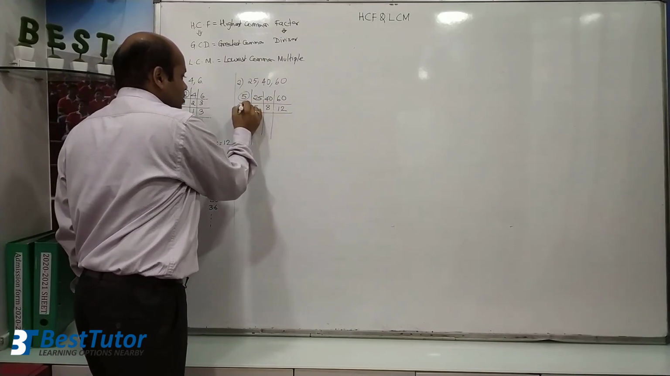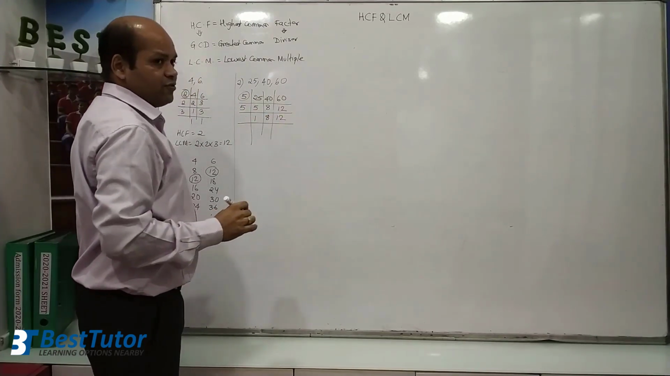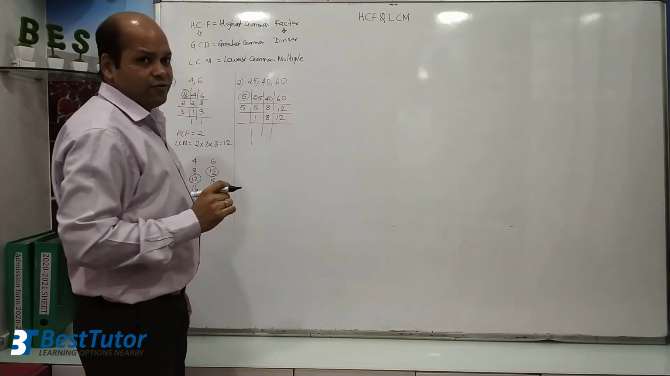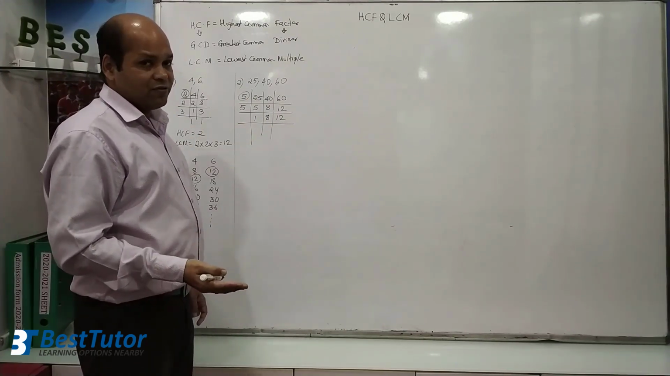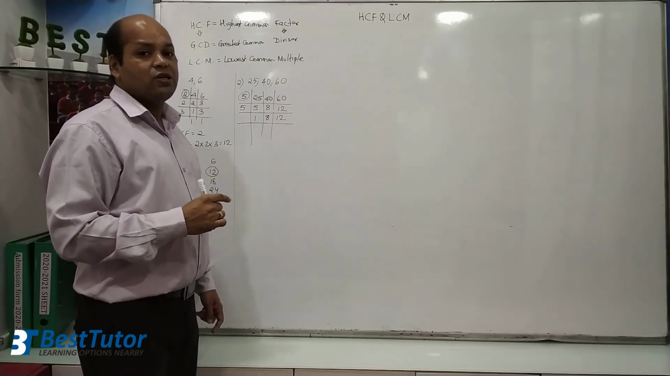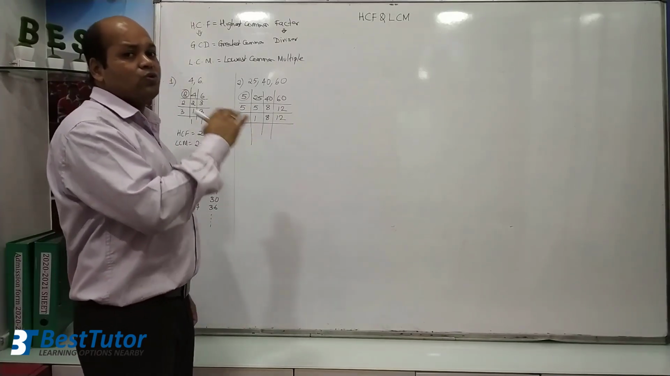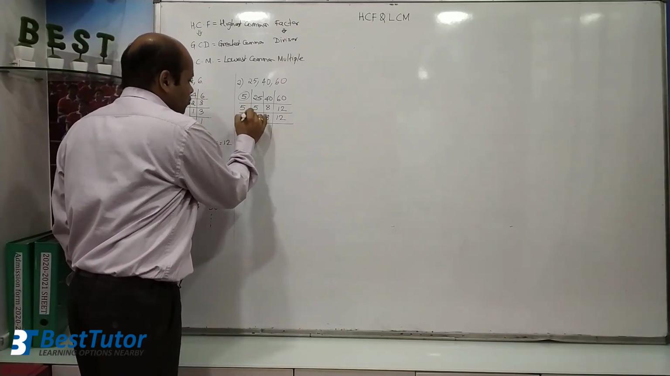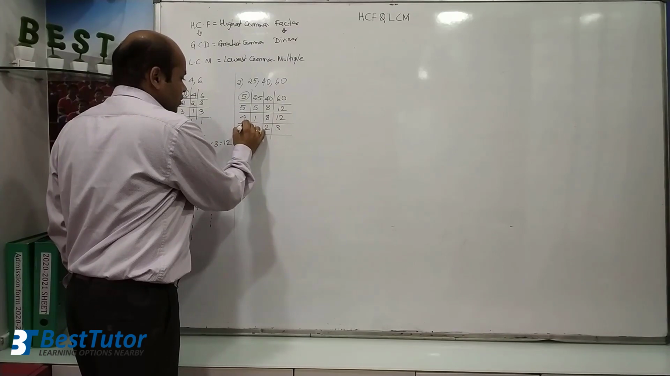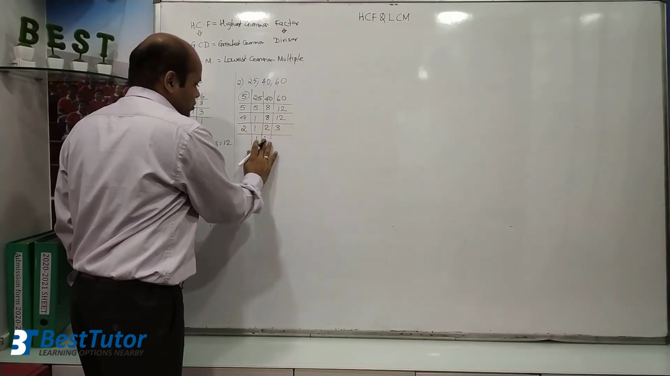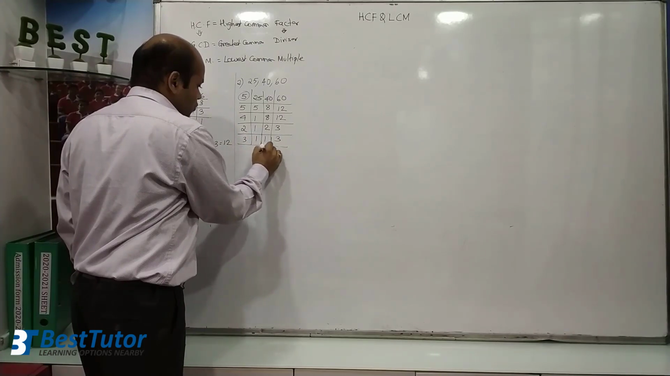So I continue. Let's say I remove 5. 5 ones are 5. 8 will remain as it is. 12 will remain as it is because it's not divisible by 5. Next, 8 and 12 are both divisible by 2. 2 fours are 8, 2 sixes are 12. But then I also know that both the numbers are divisible by 4. So why should I waste my time dividing by 2, then again dividing by 2? I can take directly 4 1s are 4, 4 2s are 8, 4 3s are 12. I save time. Next, I divide by 2. This is 1, this is 3, not divisible by anything. Next, I talk about 3, 1, 1, 1.